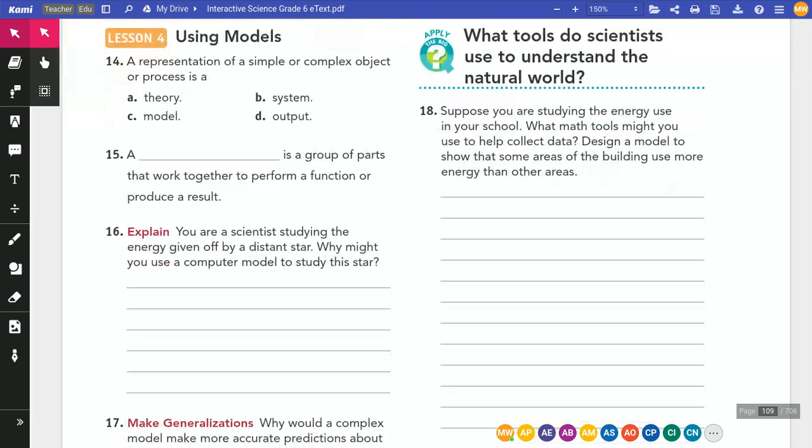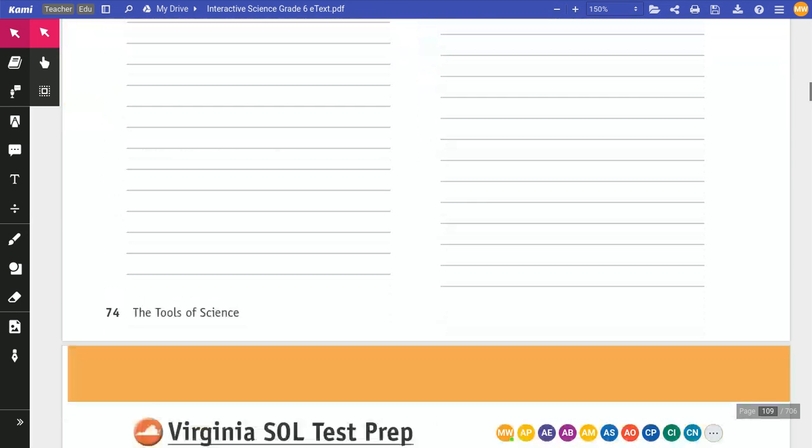18. Suppose you are studying the energy use in your school. What math tools might you use to help collect data? Design a model to show that some areas of the building use more energy than others.